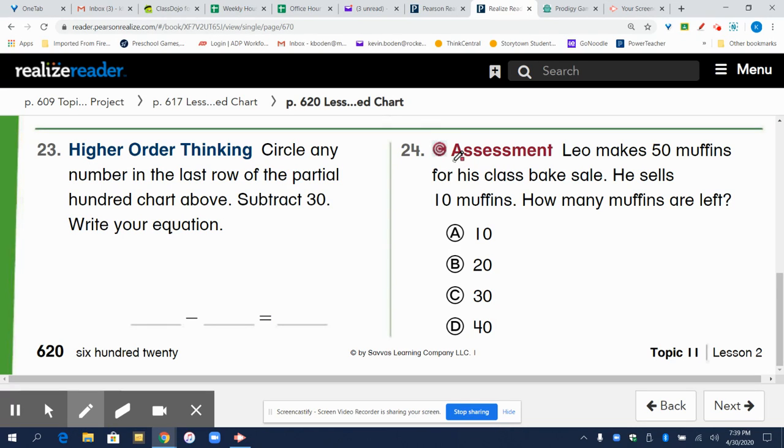Number 24 is actually like a test. Assessment means test. So this is my test for you to see if you can do it all by yourself. I'll read it for you, and you give me your answer. Leo makes 50 muffins for his class bake sale. Remember that number, 50 for his class. He sells 10 muffins. All right, he sells 10. How many muffins are left? I can't wait to hear your answer.